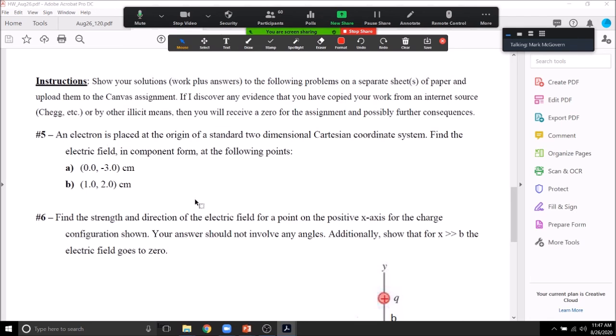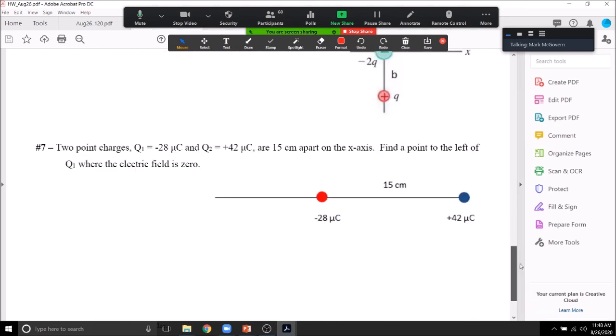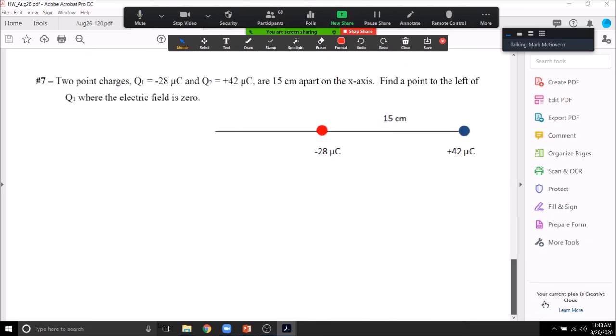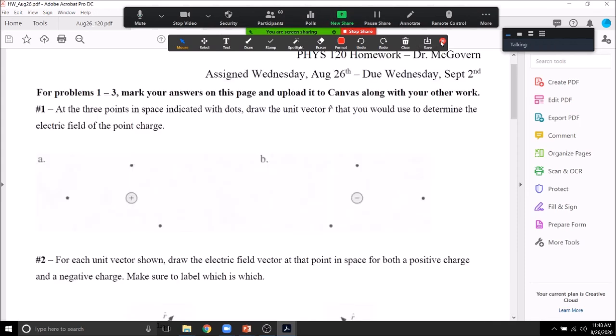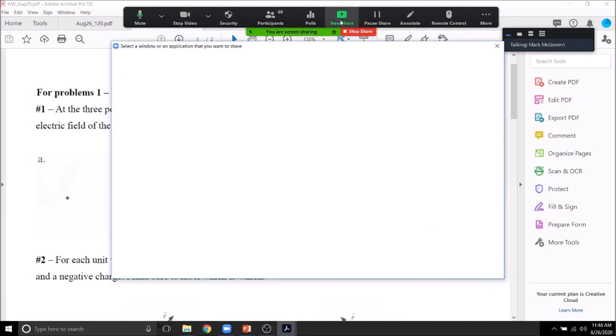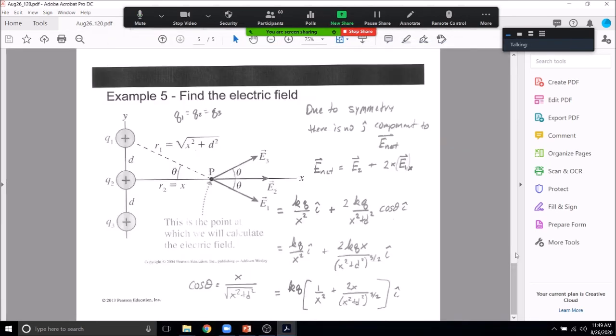So number 5 is basically what we did here. You've got something at the origin, and then at some other locations you have to figure out the field. It's basically the same problem. But yeah, this is a fun homework. You're lucky, I give you the fun homework. Other teachers give you the boring ones. So, you're welcome. Oh yeah, this is a good one.